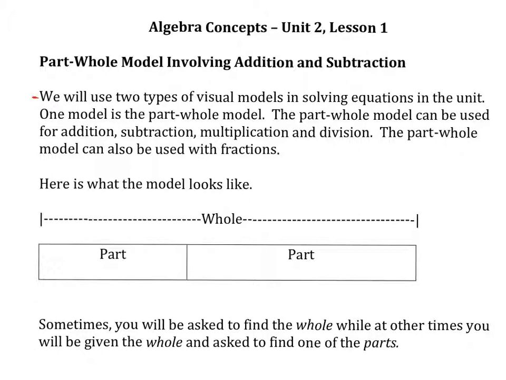We'll use two types of visual models in solving equations in the unit. One model is the part-whole model. The part-whole model can be used for addition, subtraction, multiplication, and division. The part-whole model can also be used with fractions, and we will get into that in a different unit. So it's really important that we nail this big idea down here. It's going to help you tremendously for the rest of the course, okay?